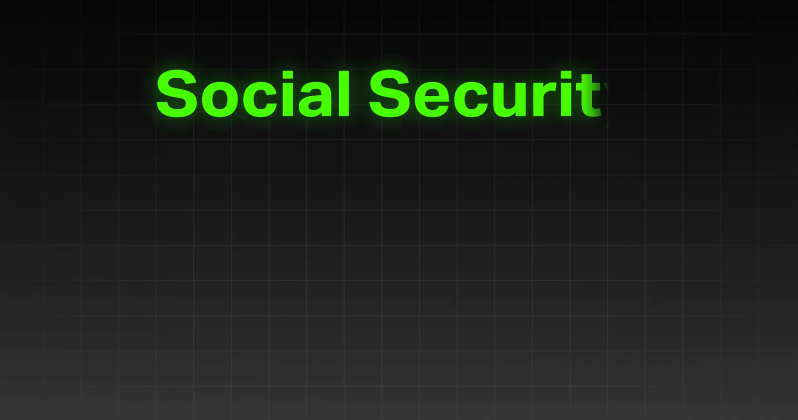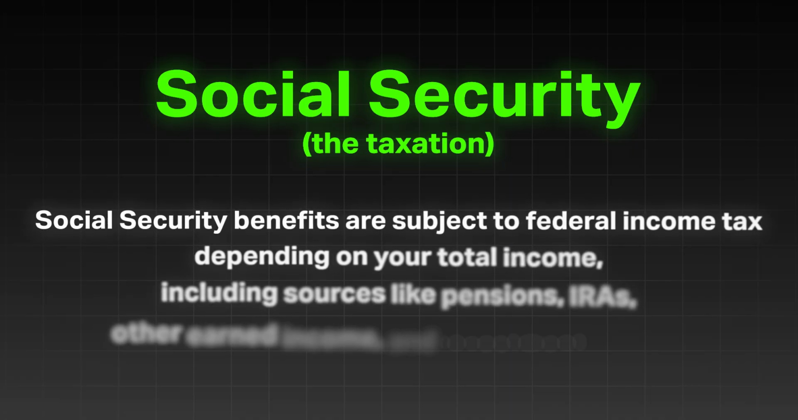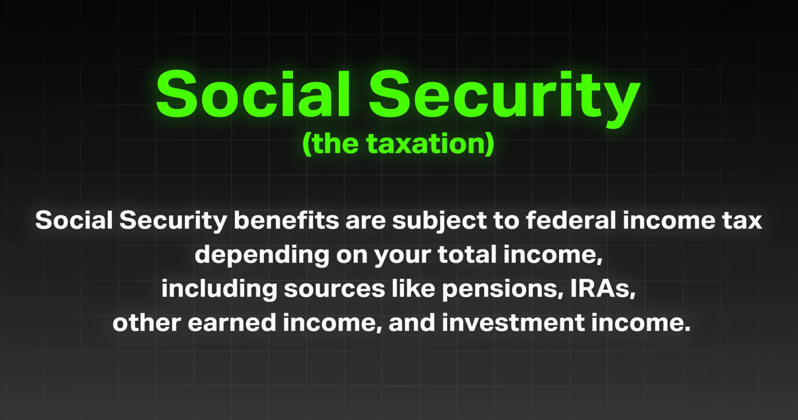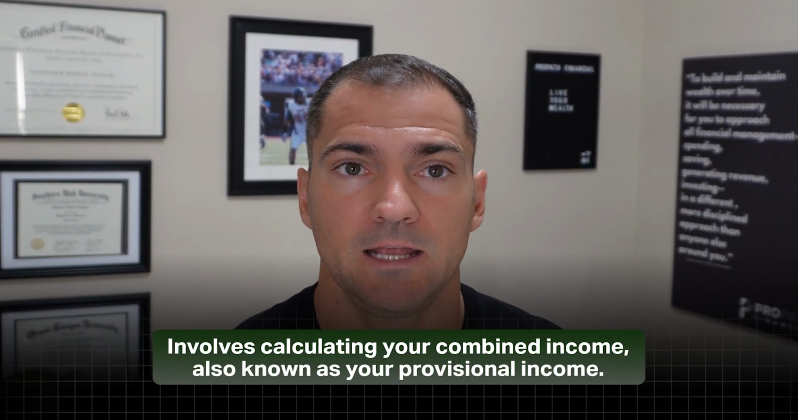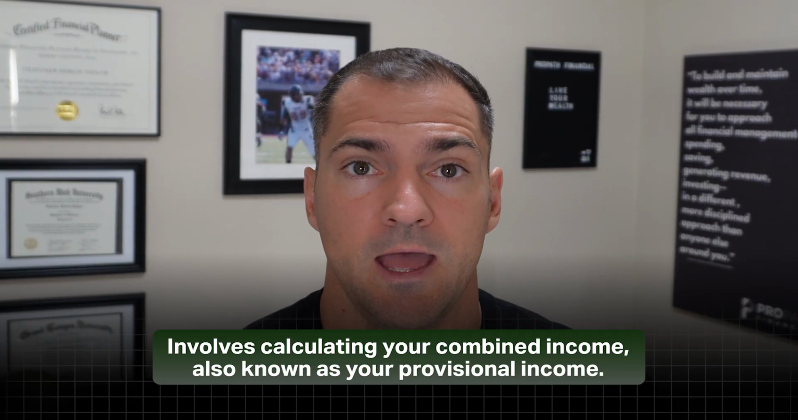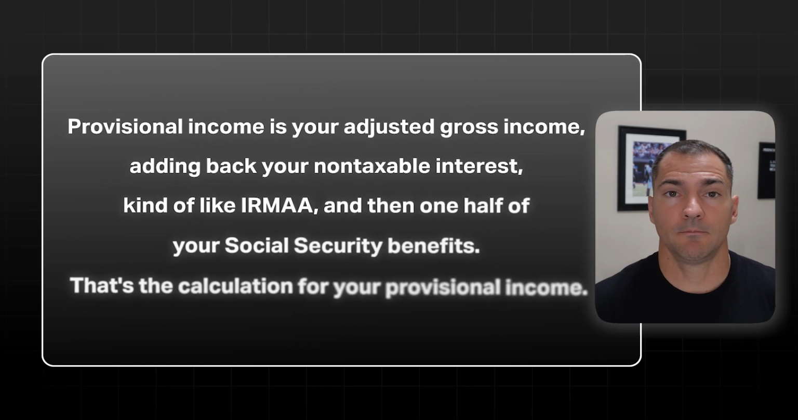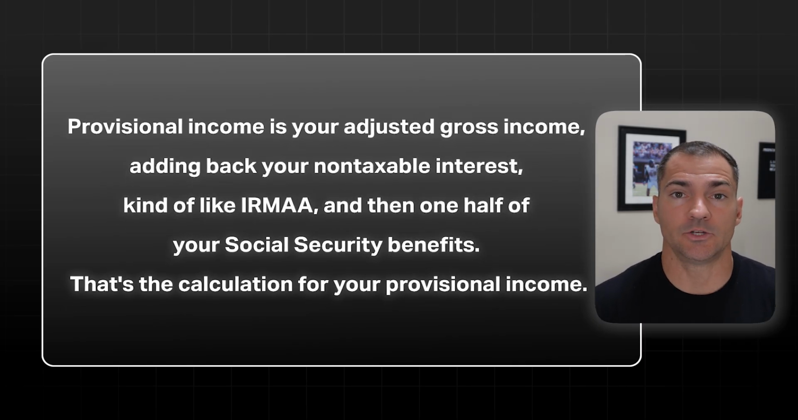And then lastly, Social Security, and specifically I'm talking about the taxation of Social Security. Social Security benefits are subject to federal income tax depending on your total income, including sources like pensions, IRAs, other earned income, investment income. The taxation of Social Security benefits isn't really straightforward, but there is a specific calculation they use. It's kind of complex, and it involves calculating your combined income, also known as your provisional income, and comparing it to certain thresholds. Provisional income is your adjusted gross income, adding back your non-taxable interest, kind of like IRMAA, and then 1/2 of your Social Security benefits.